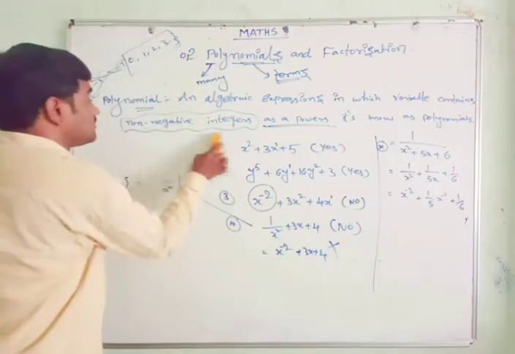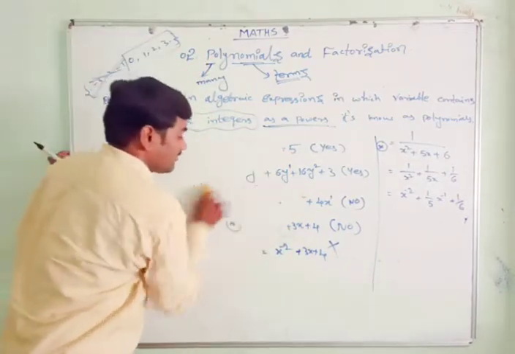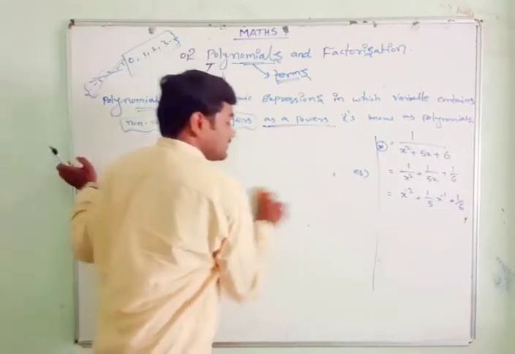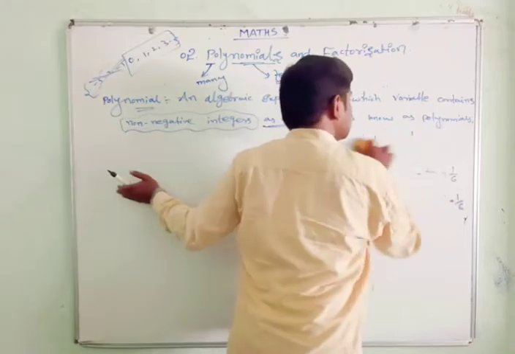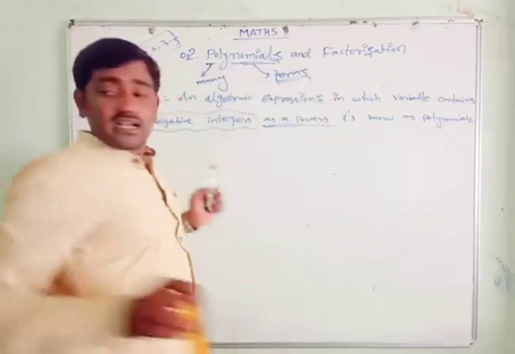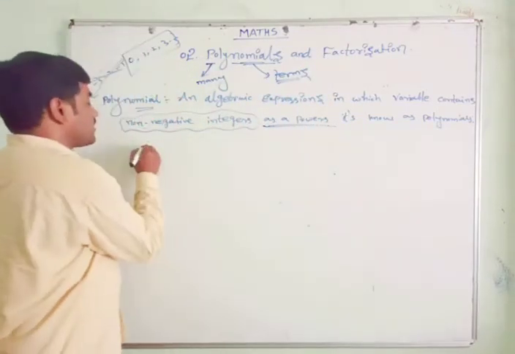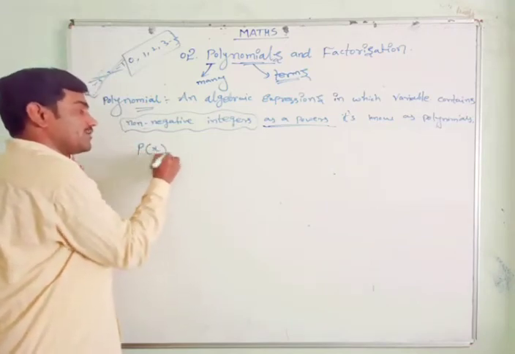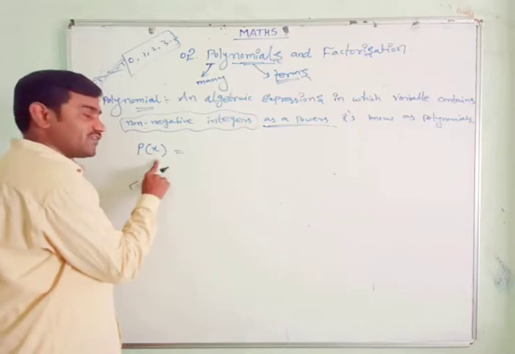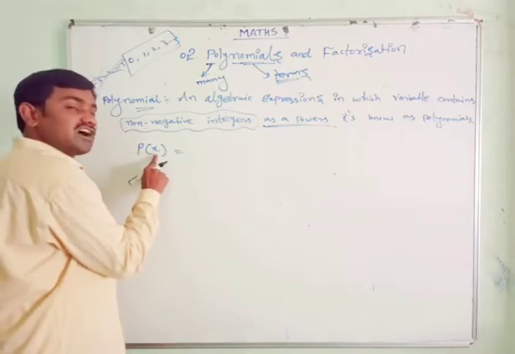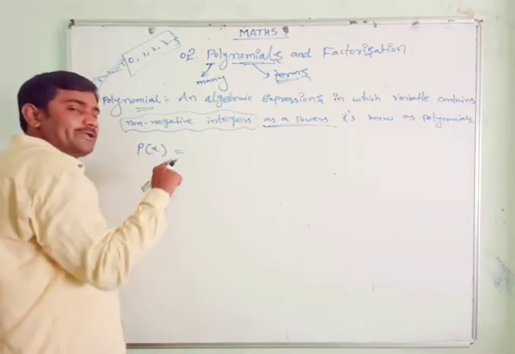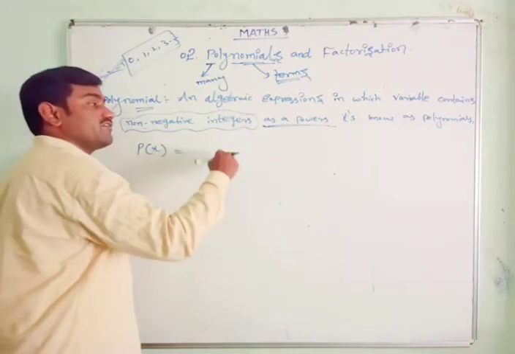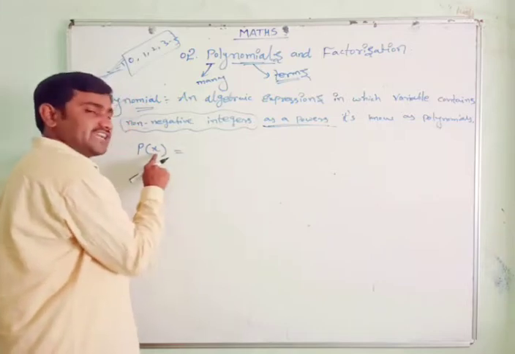So let us learn the general form of a polynomial first. What is the general form of a polynomial? That means how it will look. Let me write the general form of a polynomial here. A polynomial is denoted by p, so p of x is read as p of x, that means a polynomial in terms of x. We can also write p of y, p of z, but we have to express the polynomial in terms of the variable we use, that is x.